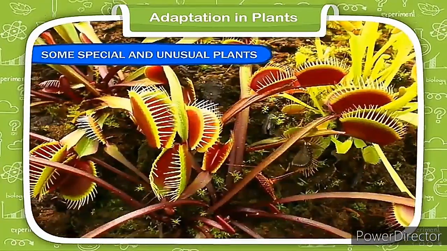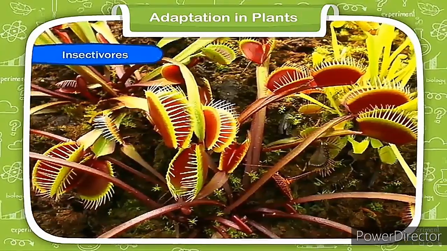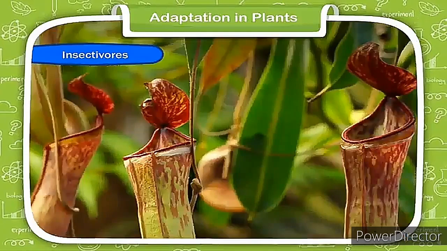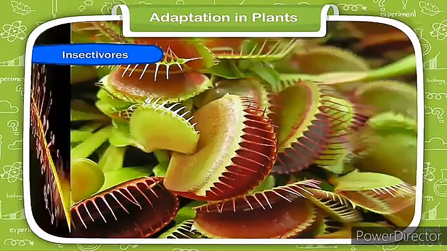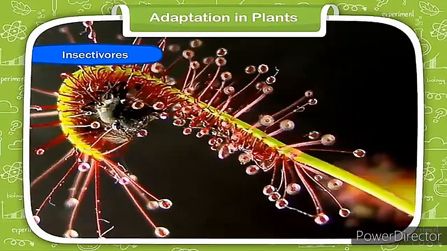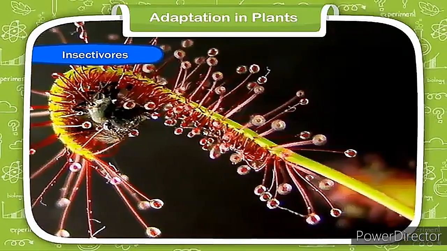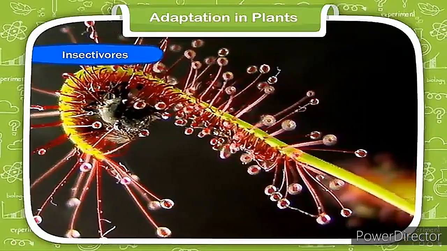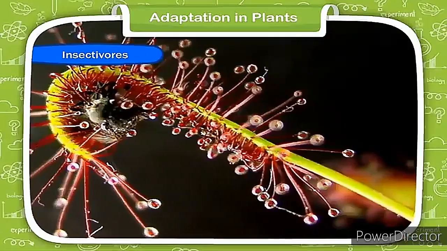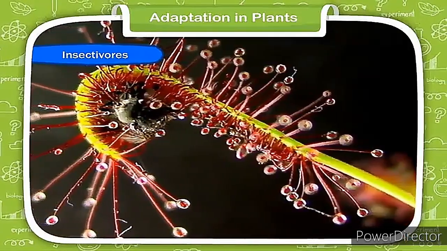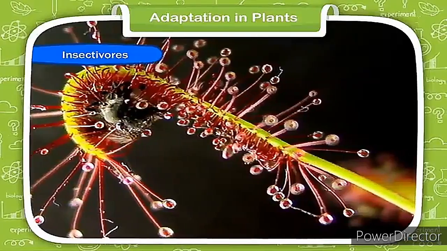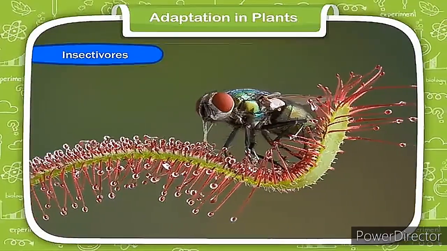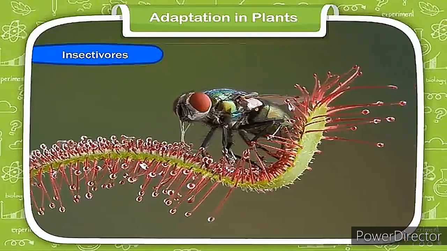There are also some special types of plants called insectivorous plants. These plants have adaptations to suit their food habit. According to their food habit, they adapt themselves. These are the insectivorous plants.